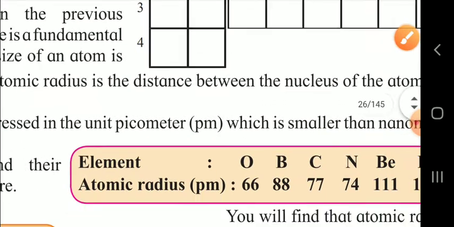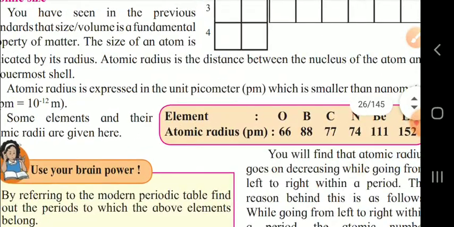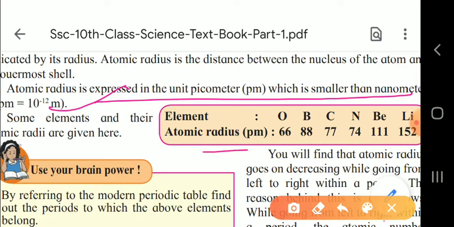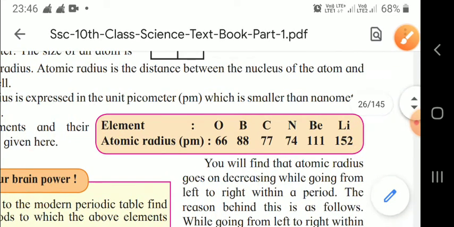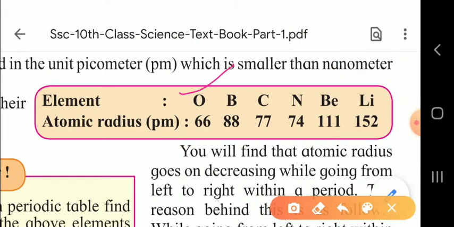Now we will see that atomic radius is expressed in a unit called the picometer, or in short PM. 1 picometer is equal to 10 raised to minus 12 meter. Now here some elements and their atomic radii are given, which you can see in this table, like oxygen 66 picometer, and in the same way boron, carbon, all are given.